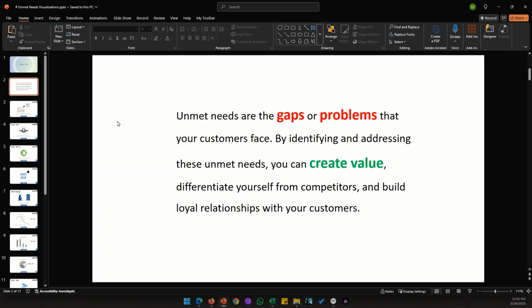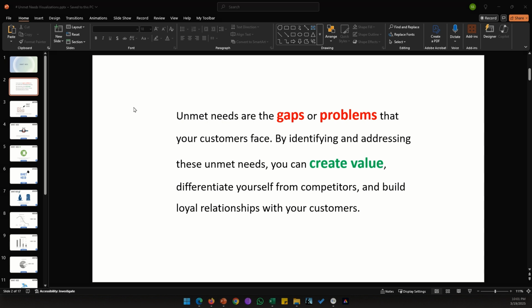So unmet need basically means gaps and problems a company has regarding its customers or clients, and typically they don't have solutions for it. So identifying and addressing these create value, and of course it helps differentiate the companies from their competitors. With that in mind, let's begin.